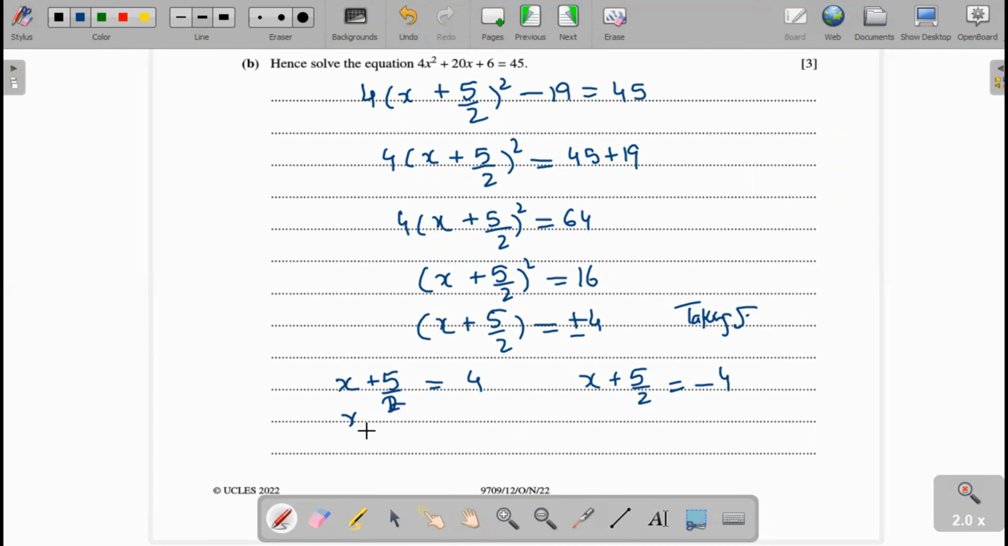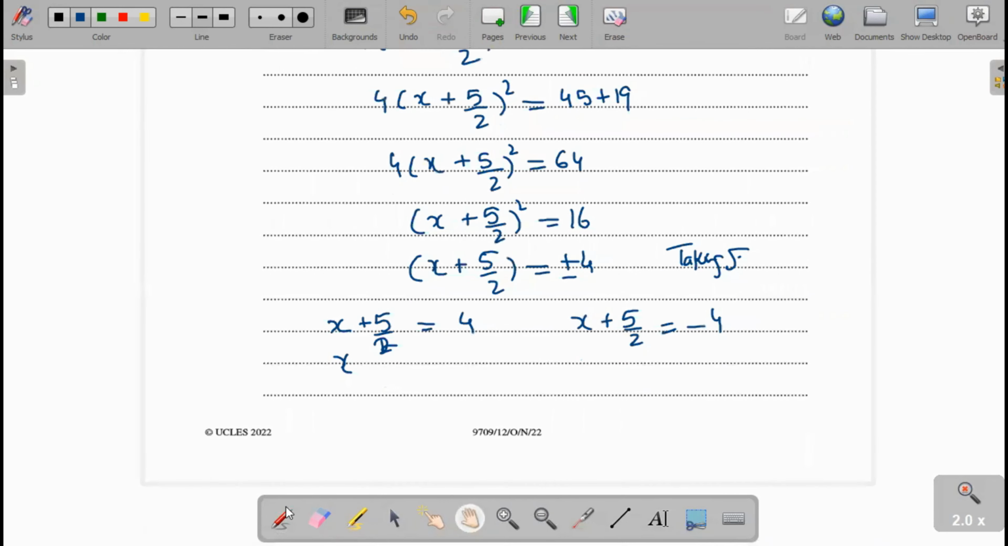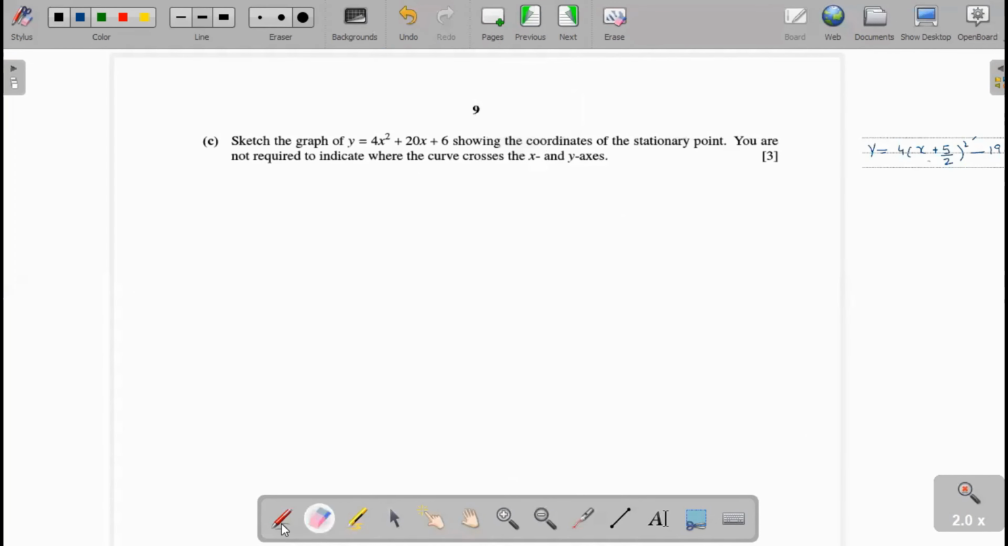Now x equals 4 minus 5 over 2, that will be equal to 3 over 2. So 4 times 2 is 8, 8 minus 5 is 3 over 2. And the same here: minus 4 minus 5 over 2 will be equal to minus 8 minus 5, minus 13 over 2. And this is the answer.